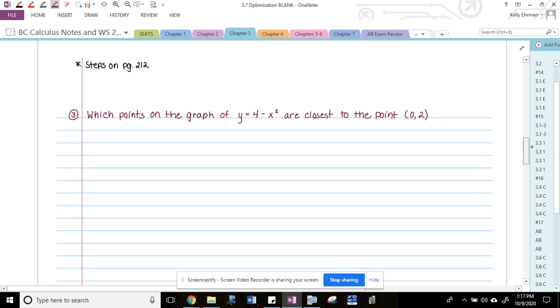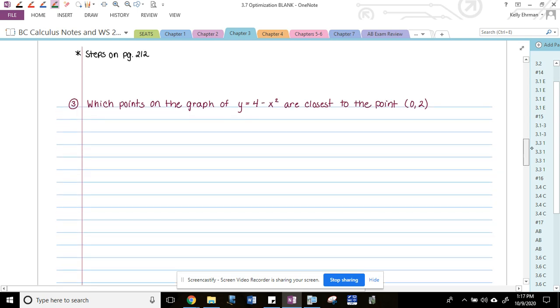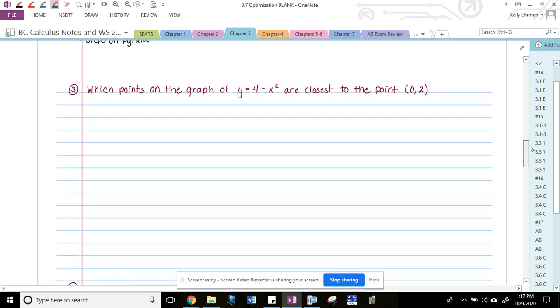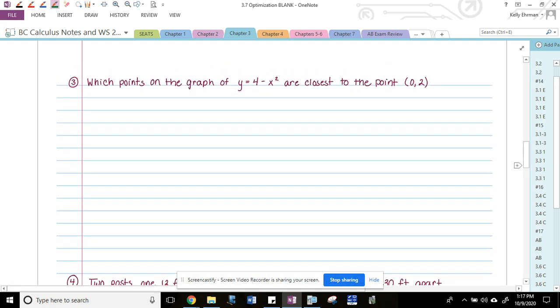The process for all of these problems is the same. The only thing that changes is what equations you start off with. So for number 3, it says, which points on the graph of y equals 4 minus x squared are closest to the point (0, 2)? It helps to visualize this one.